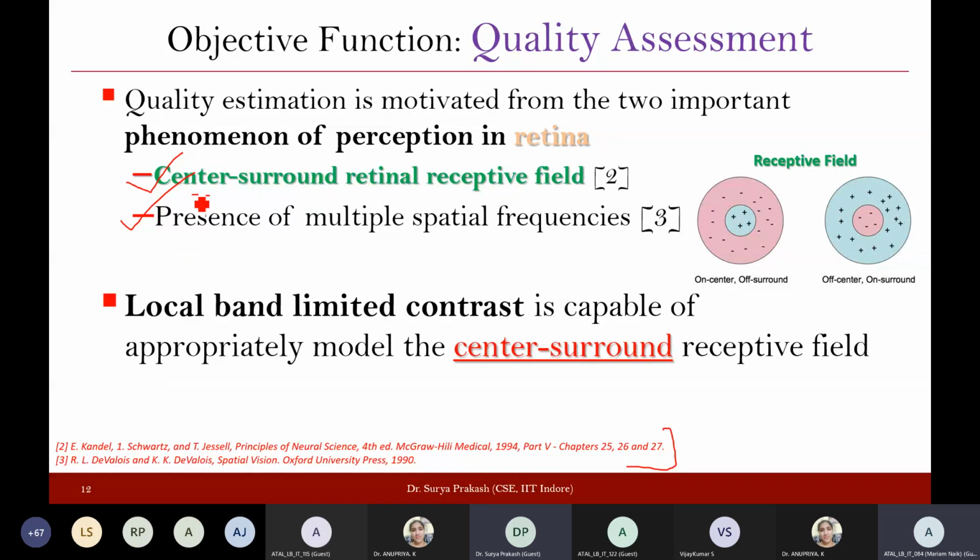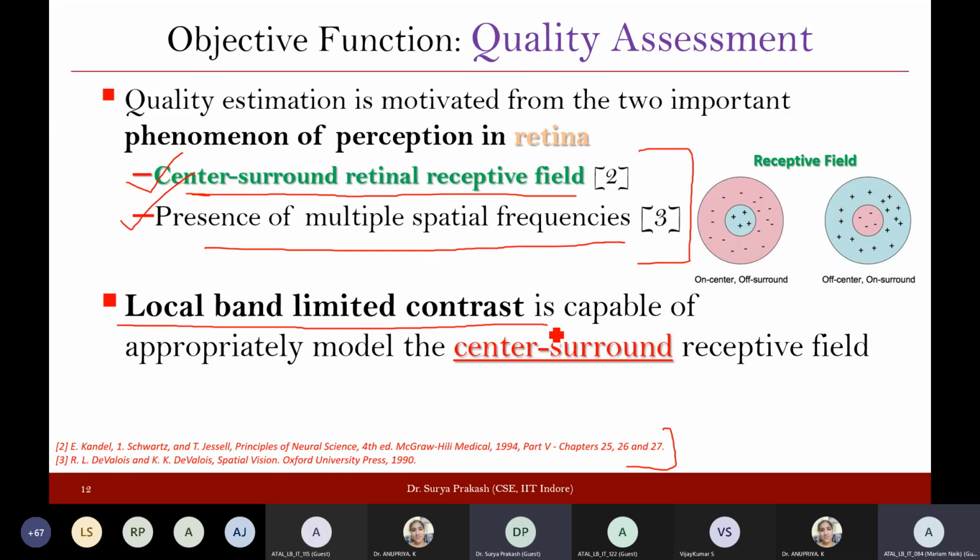In the retina, the perception that we get is based on the center-surround retinal receptive field and the presence of multiple spatial frequencies. I'm not elaborating more on this, but considering these two factors, we have a technique called the local band limited contrast computation technique. This technique uses the concept followed in the retina, and based on that concept it computes the contrast of the image.